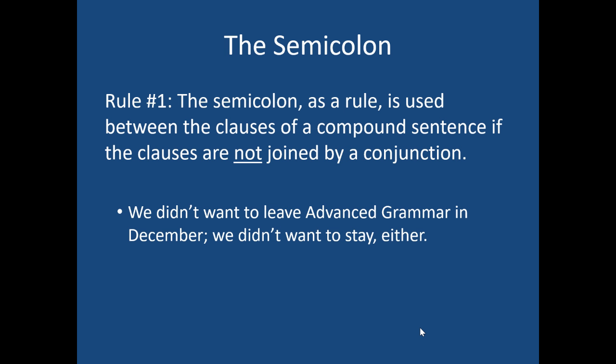So here we go. With the semicolon, the first rule says the semicolon as a rule is used between the clauses of a compound sentence if the clauses are not joined by a conjunction. So if you're not going to use a conjunction to join two sentences together like a regular compound sentence, why not use a semicolon? If I said, we didn't want to leave advanced grammar in December; we didn't want to stay either. What's happening is I'm joining two sentences together, and so I'm going to use that semicolon to join them together. But because it's a compound sentence, meaning it's all one big sentence, I'm not going to capitalize that W in we. So it's always lowercase after a semicolon. Remember that. Always lowercase after a semicolon.